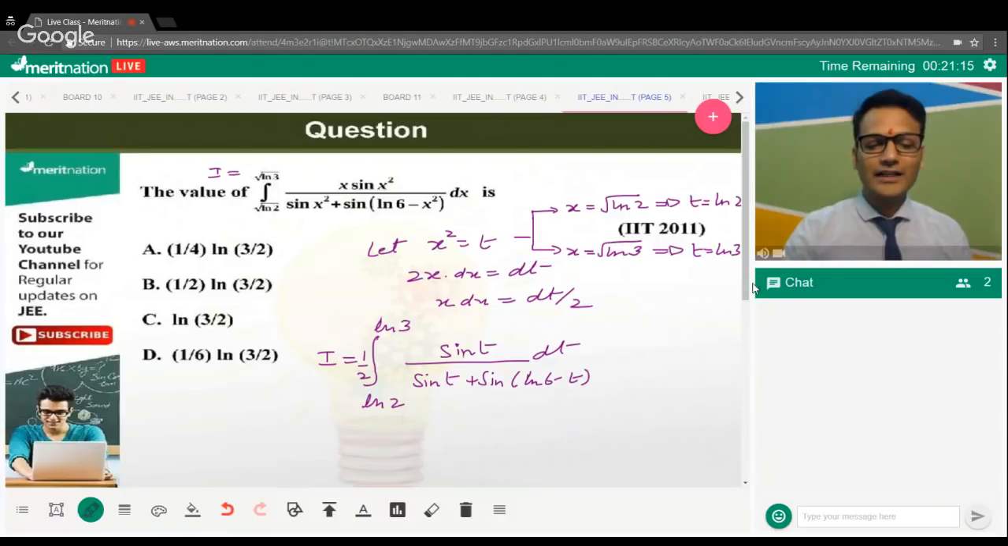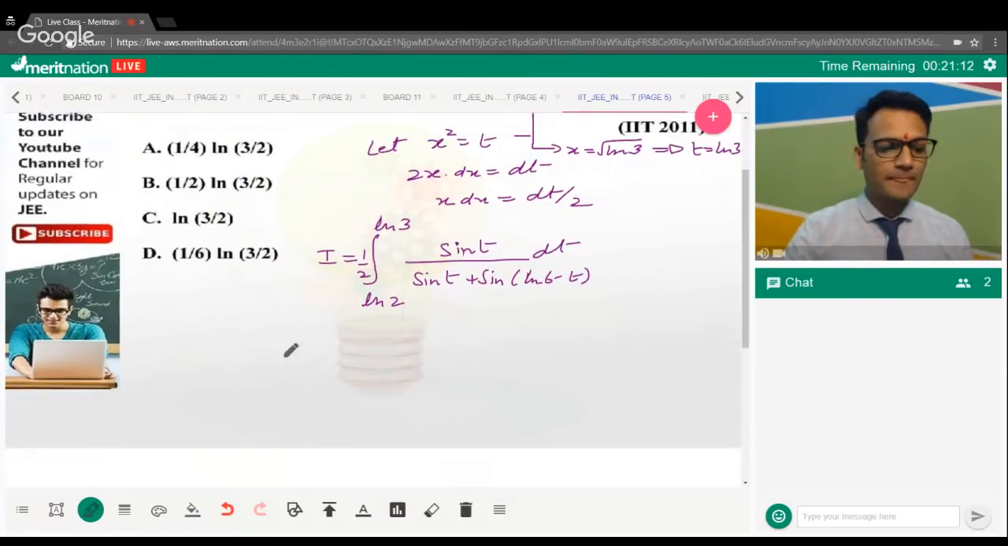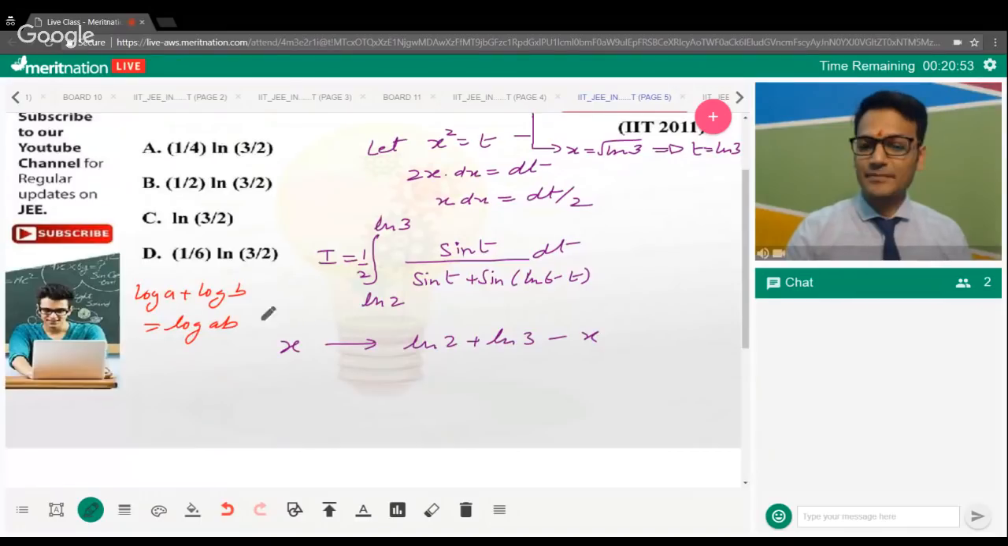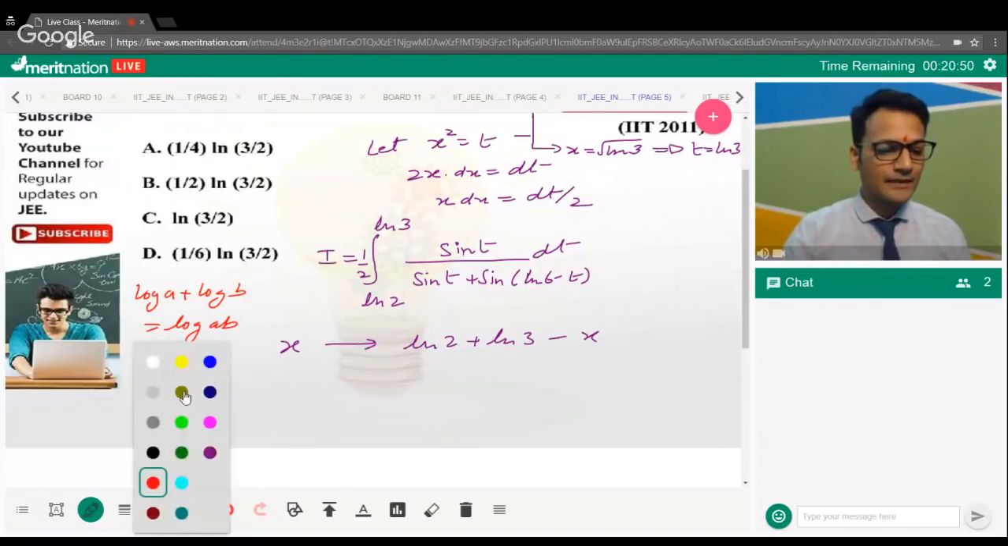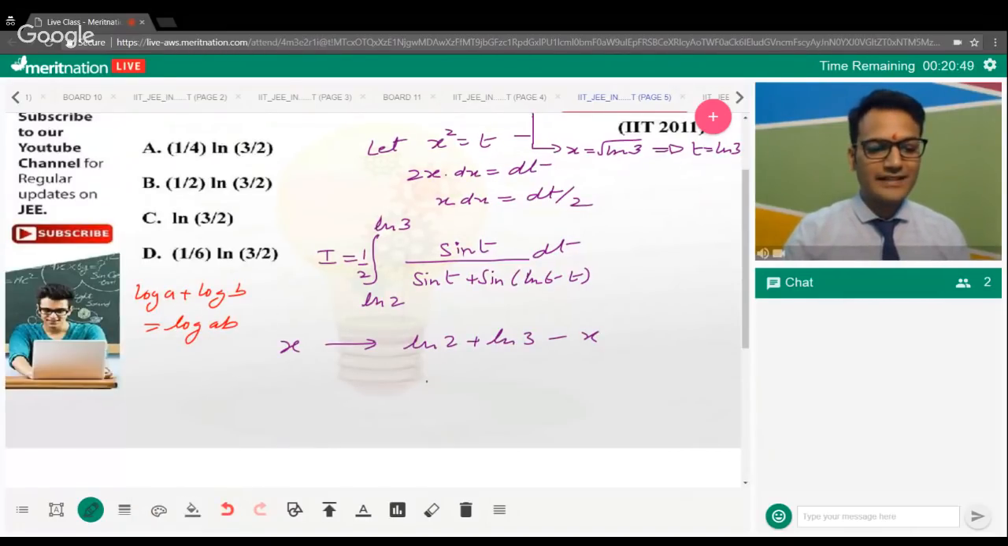Now, what will we apply? We'll apply the same master property, the King's property. We can replace x by ln 2 plus ln 3 minus x. ln 2 plus ln 3, log a plus log b. I hope all of us remember that. Log properties can be applied anywhere in any of the questions. Log m plus log n is log mn, right? So this basically turns out to be ln 6 minus x. This is what we replace x by.